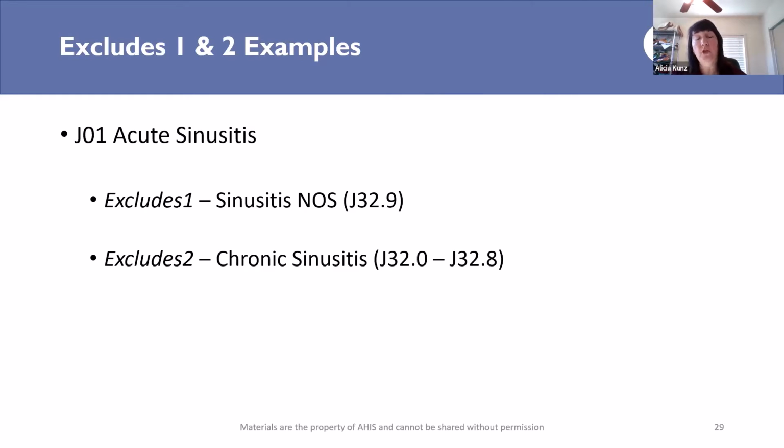And then excludes 2 for chronic sinusitis. The reason for that is, if you think about it, people who have sinusitis a lot of times have it chronically, and then they'll have acute flare-ups. So sometimes you can have both at the same time.